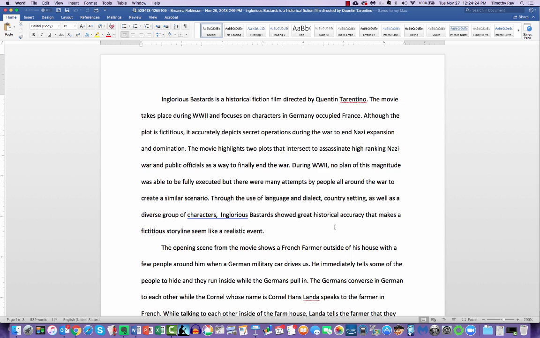Okay, in this particular essay, the writer is writing about the movie Inglourious Basterds by Quentin Tarantino. And right away, I feel like we kind of go into a bit of a plot summary. And so we need to find a way to introduce this movie and keep it succinct and have a thesis statement here. And I'm not seeing a thesis statement.